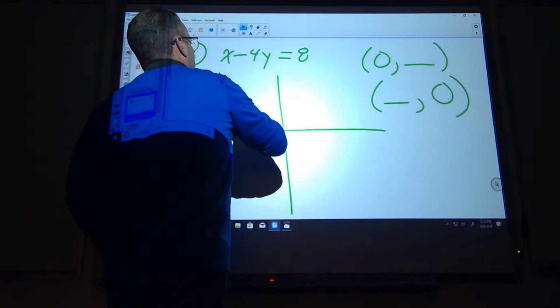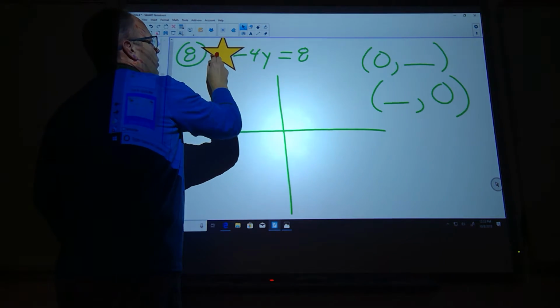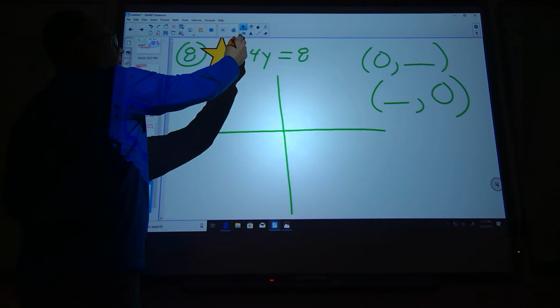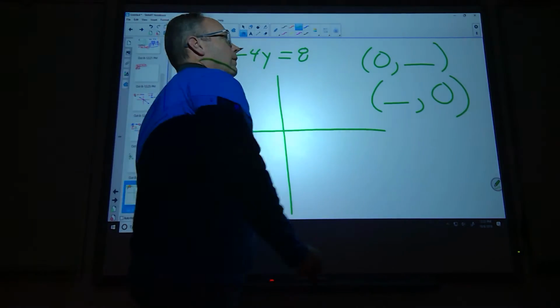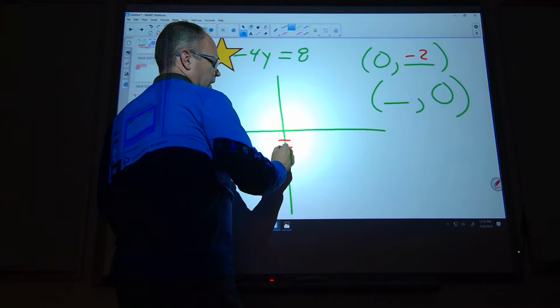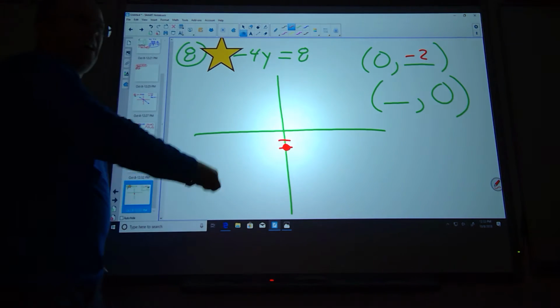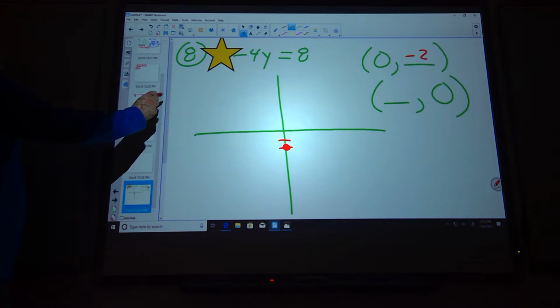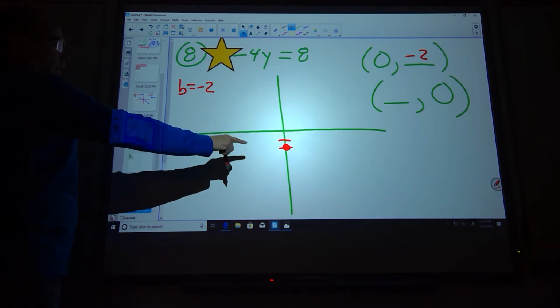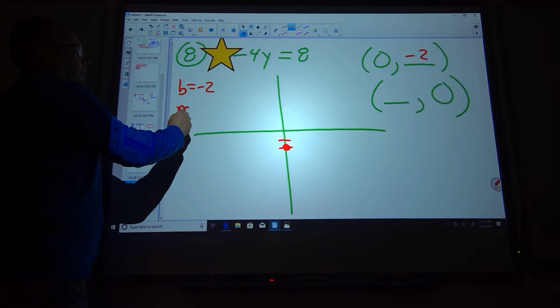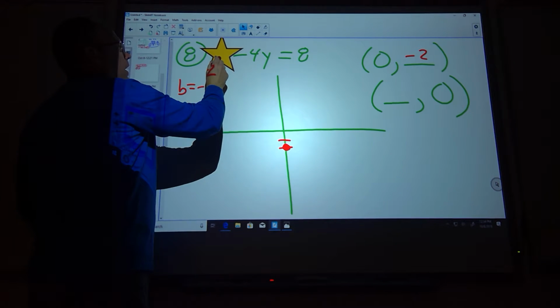X. So I'm going to cover up my x. So, okay. So negative 4y equals 8. So negative 4 times what number? Negative 2? Love it. 0, negative 2. Should be about here, I think. Hey, what value did I just find right now? B. Awesome. Right there, negative 2. Right, when it crosses the y-axis? I don't have enough information yet to find the slope, but we will definitely figure out the slope here in a moment. All right, ready?